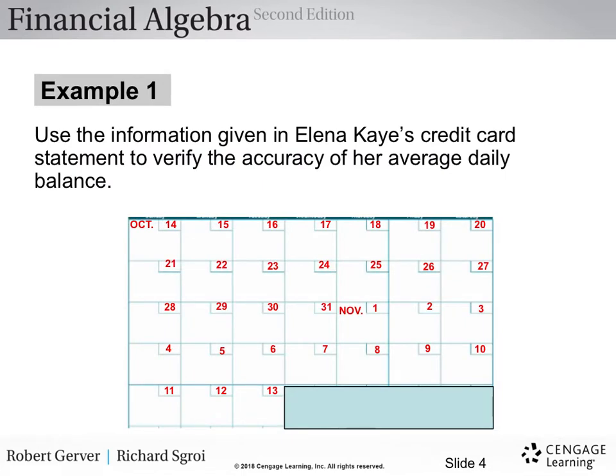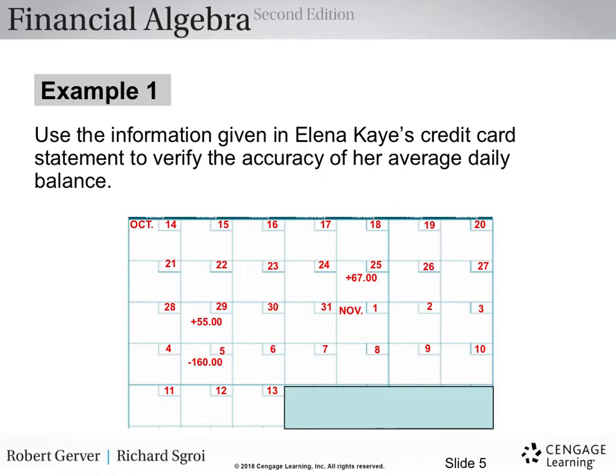And basically it's going to run from the start of her billing cycle to the end. And notice we've blocked off days. It starts on the 14th of October, and it goes through the beginning of November and ends on November 13th. So we basically have a calendar here showing the actual dates of her billing cycle.